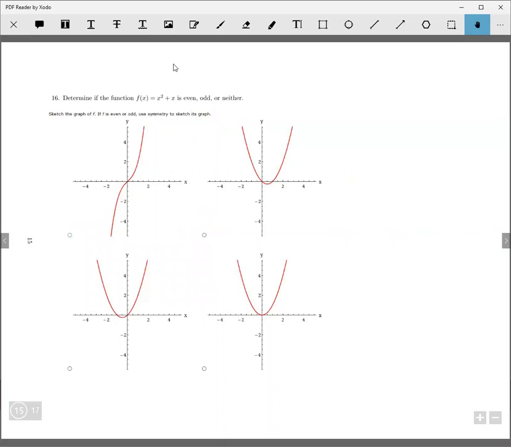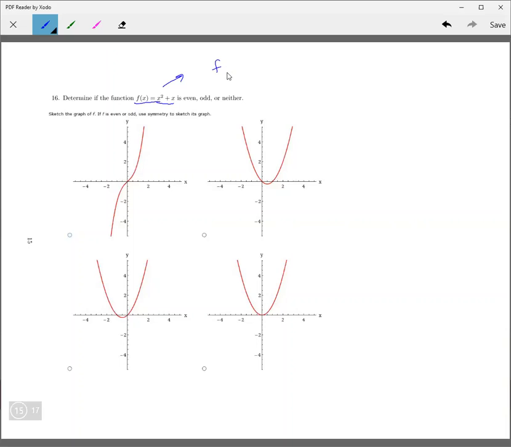Okay, let's look at number 16. We're supposed to determine whether these are even, odd, or neither. So that function right there. The criteria is: even means this is going to be the original function. Odd means this is going to be the negative of the original function. It could also be neither. So we'll go ahead and calculate that.